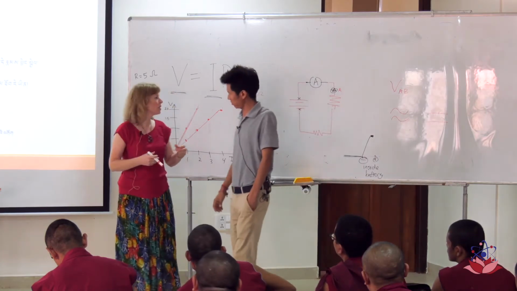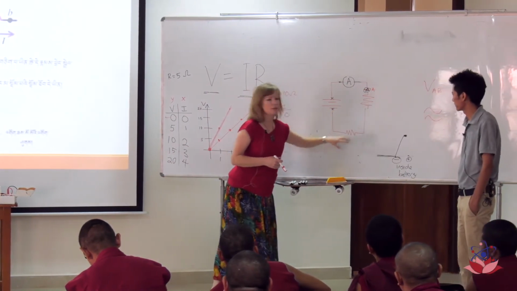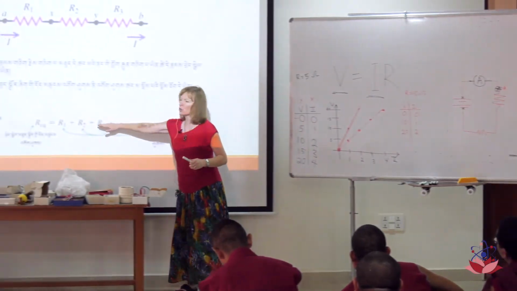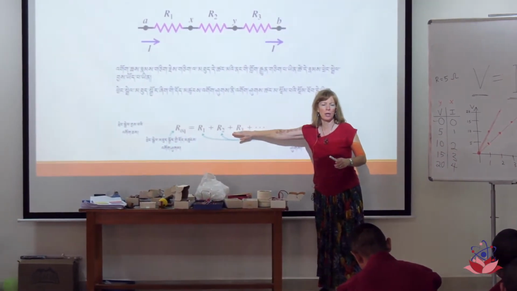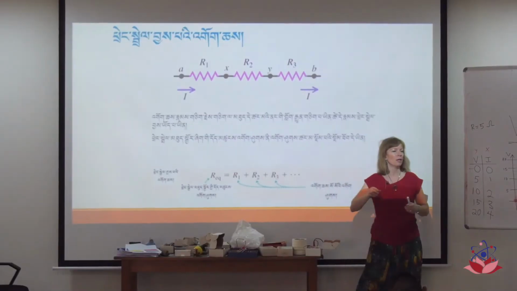So you could ask, what would the current be with extra resistors? You could find the total resistance of the circuit by just simply adding each one mathematically.